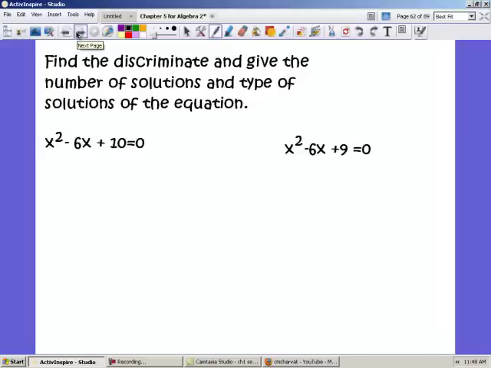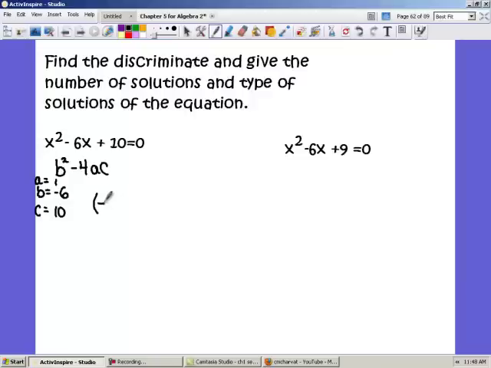So in your book, you're going to have some questions that say, find the discriminant, and then give the number of solutions and type of solutions of that equation. So we're just going to do b squared minus 4ac. We're going to use a shortcut instead of doing the long quadratic equation. So we still need our b. So b equals -6. Our a equals 1. And our c equals 10.